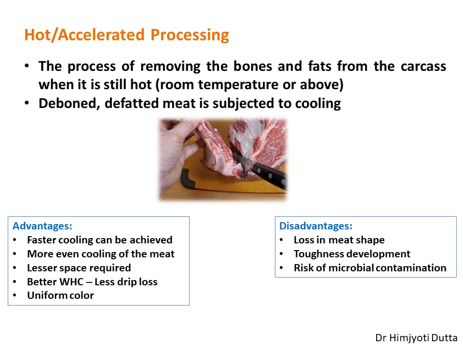Cooling has to be efficient and uniform as it accounts for significant power cost. So, in big abattoirs, the refrigeration system involves high cost. Presence of bones and fats, which are actually wastes or byproducts, often make the cooling of carcass non-uniform and costly. In hot or accelerated processing, the carcass is deboned and defatted before subjected to cooling.